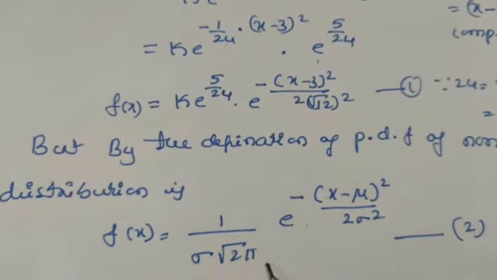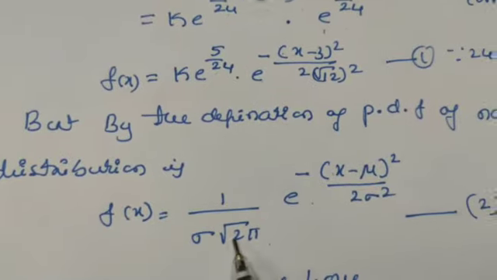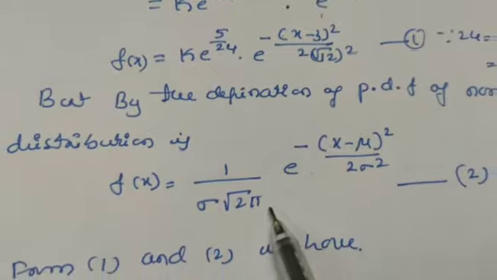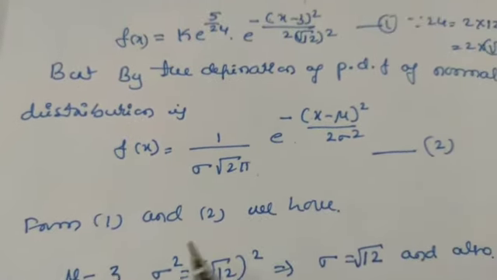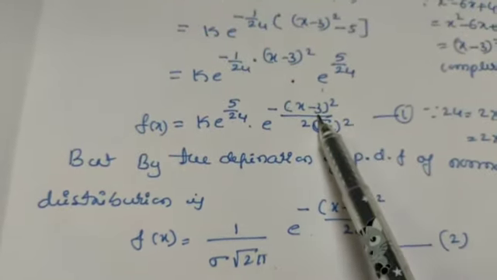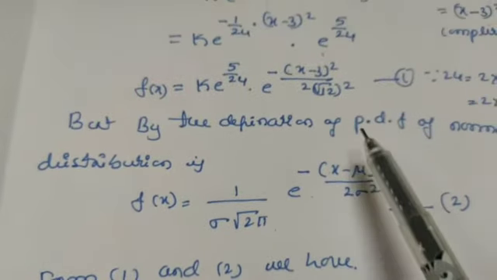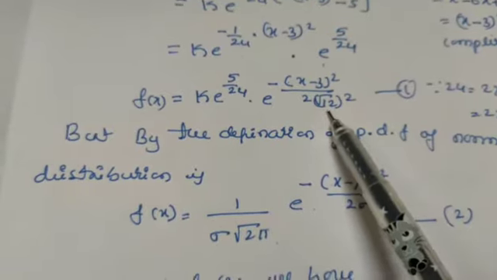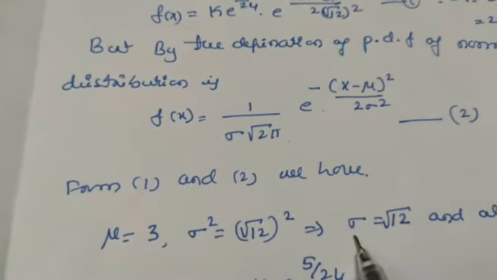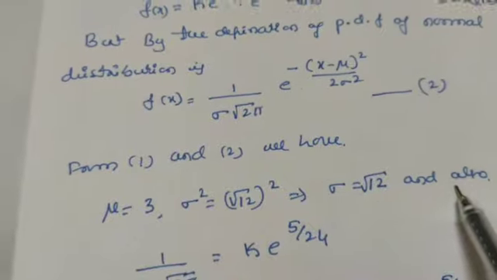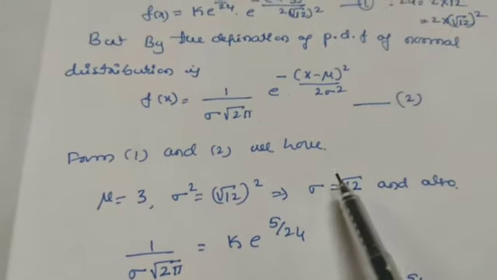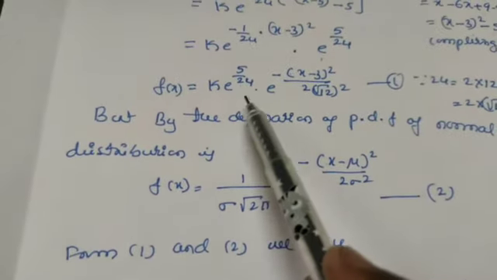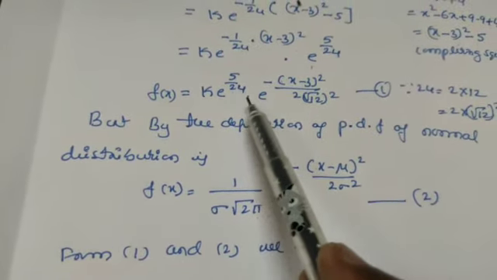We have studied this in a previous video. So f of x is equal to, compare these two. Comparing equation 1 and 2, we get the values. Mu is equal to 3, and in place of sigma square we have (under root of 12) square. So this implies sigma is equal to under root of 12, and also this one, 1 divided by sigma into under root of 2 pi. In place of this we have k into e to the power of 5 by 4.